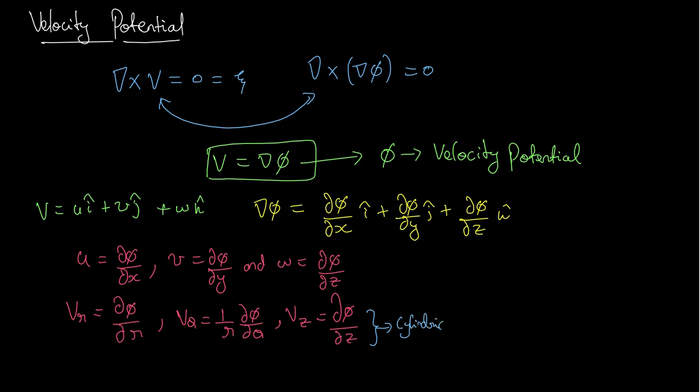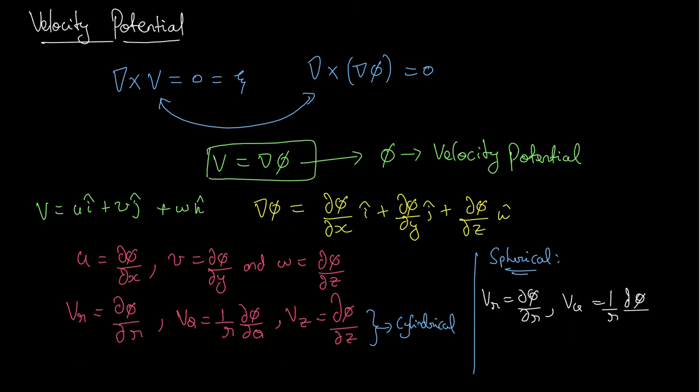If I try to write it in spherical, this is what I would get probably. I'll get Vr is dou phi by dou r. I'll get v theta to be 1 by r dou phi by dou theta. These two remain the same. It is only the third part that is going to change, v phi. We have three angles in a spherical coordinate system: it is 1 by r sine theta into dou phi by dou phi.